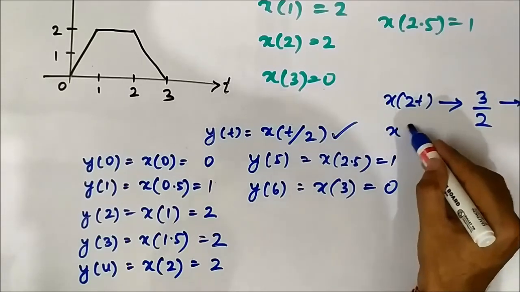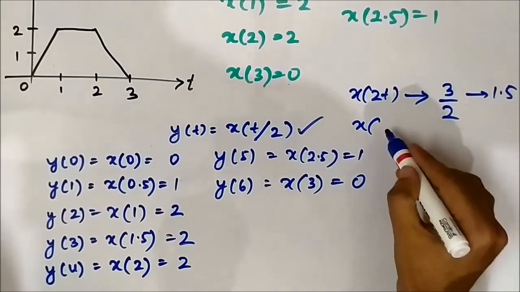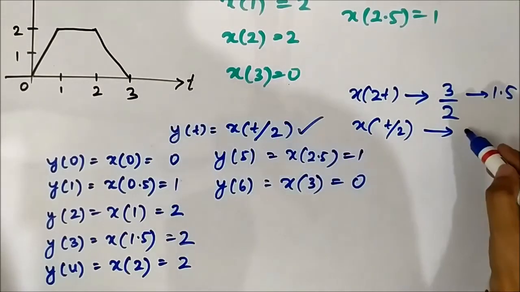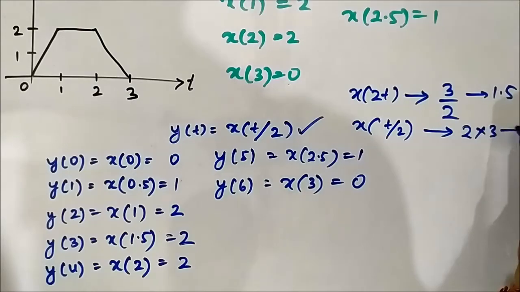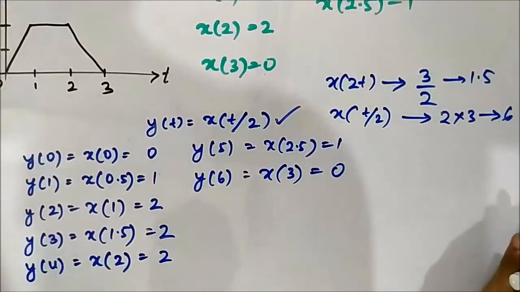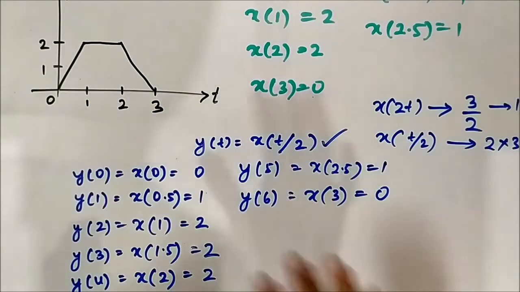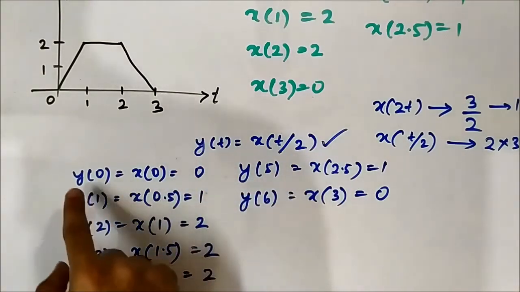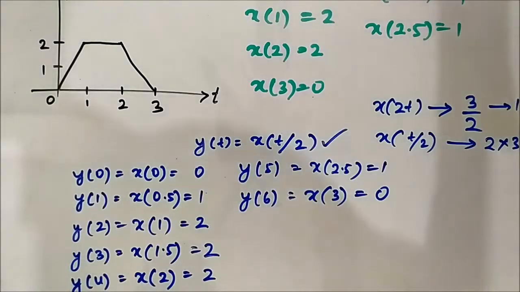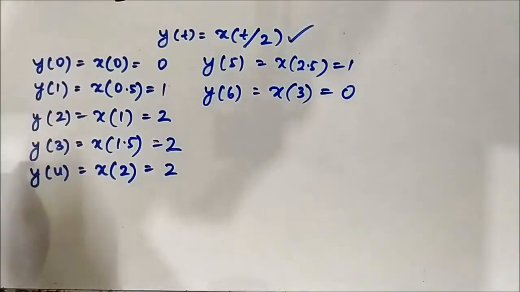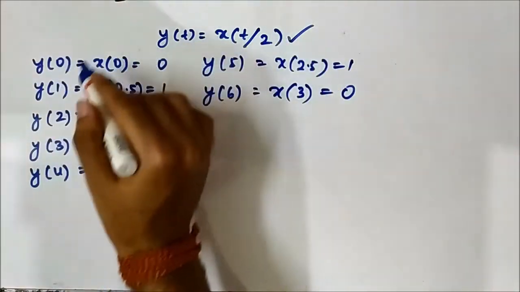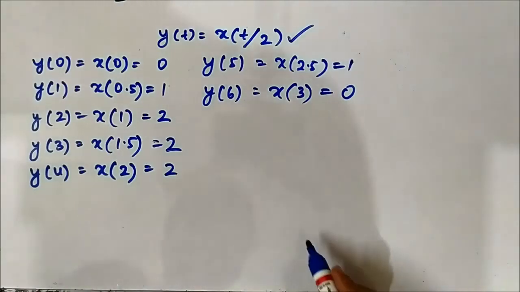In this version xt by 2, the time instant has increased to 6, twice of this. So here is the pattern. So let us just draw the signal with the help of these points, y0, y1, y2, y3, y4, y5, y6. Let us draw the output signal, the time scaled signal, with the help of these points.